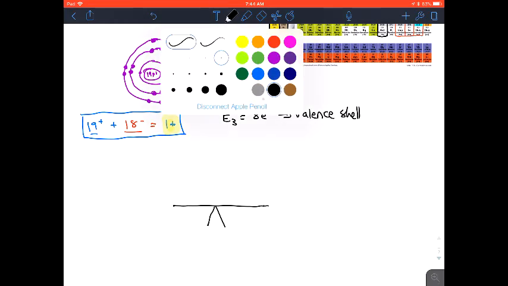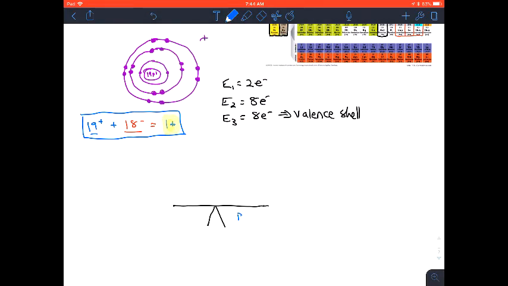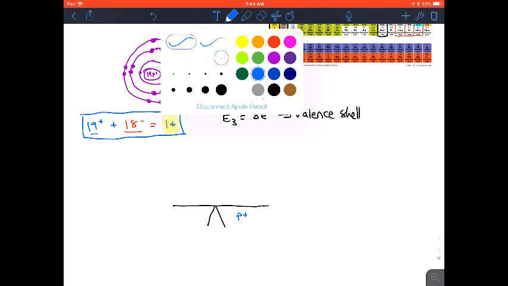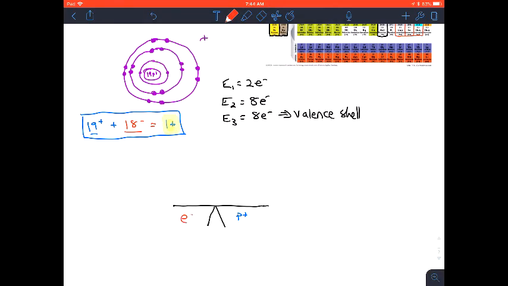One side is positive, so it contains the protons. One side is negative. Let's say, for example, if we had 18 electrons, and if we draw 19 protons. So now we have 18 electrons and 19 protons.